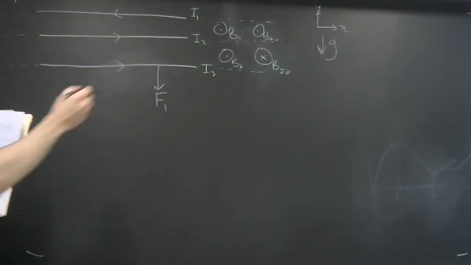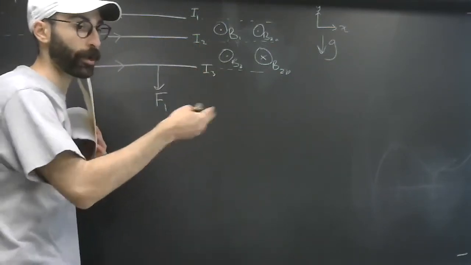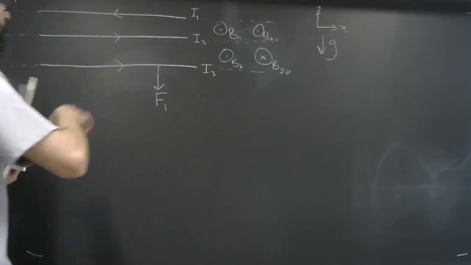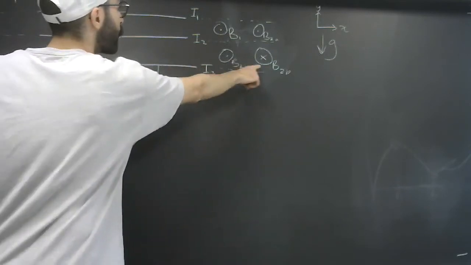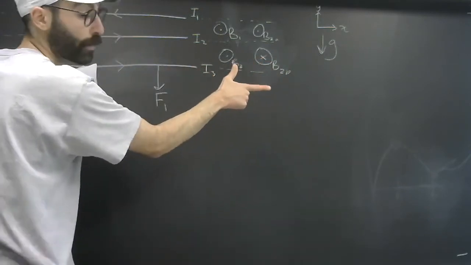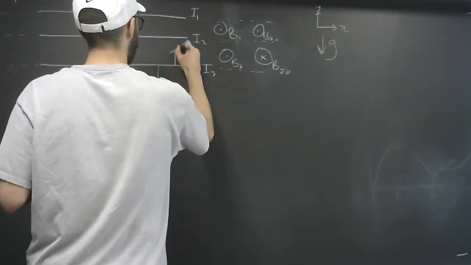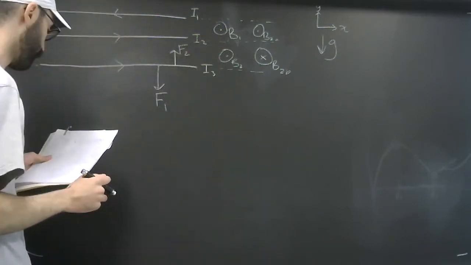Next, let's look at the effect of I2 on I3. And obviously we're not going to worry about I3 on I3, because that doesn't make sense. So middle finger in the direction. What's the effect of I2? What's the field of I2 here? Here we're going in, so our thumb is pointing up. Therefore, that's the force by this I2 on I3.